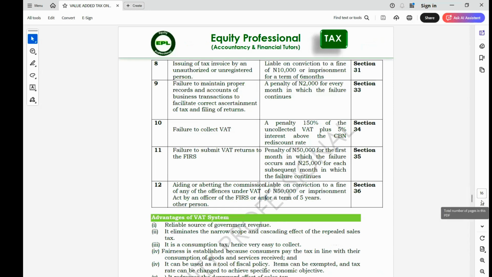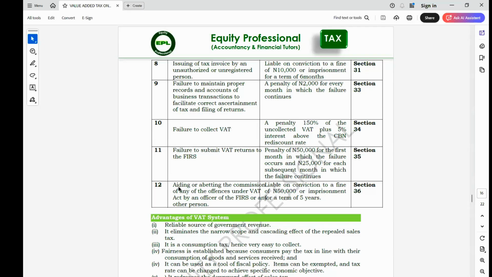So another important one is failure to submit VAT return to FIRS. So if you fail to submit, the penalty is 50,000 in the first month, and 25,000 for each subsequent month in which the failure occurs. So you may be asked to mention any of these penalties and offenses.